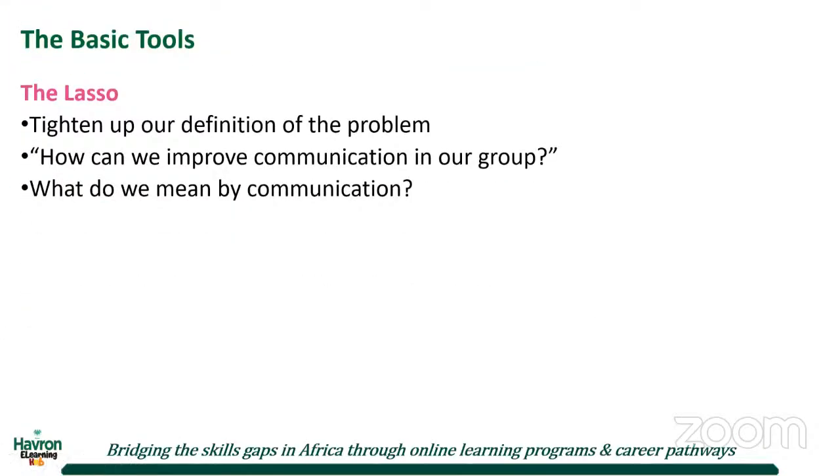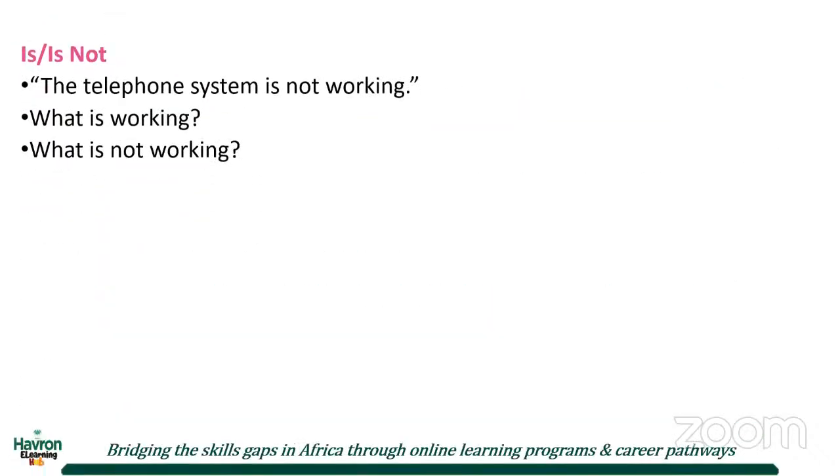We also have another basic tool, is or is not. This technique lets us eliminate assumptions and emphasize facts. For example, someone says the telephone system is not working. You might ask them to list what is not working and what is working. Perhaps all functions are affected, or perhaps only incoming calls have been affected.